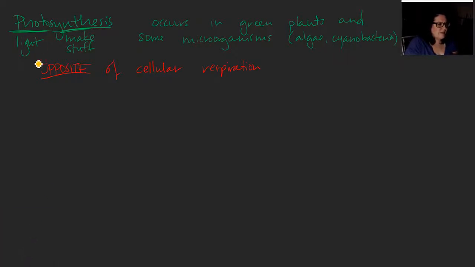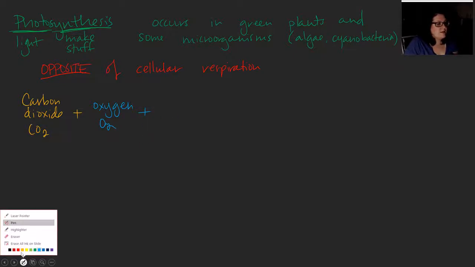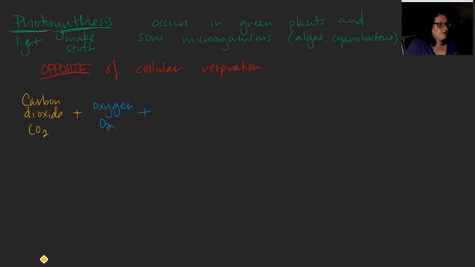Well, photosynthesis is a little bit backwards. It takes carbon dioxide, CO2, and combines it with water, H2O, and it does that by using light energy. It can be from the sun, can be from a grow light.